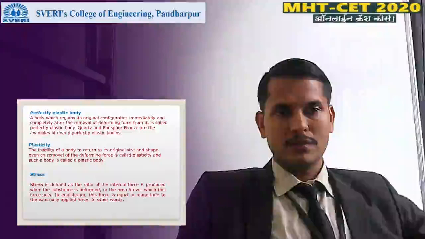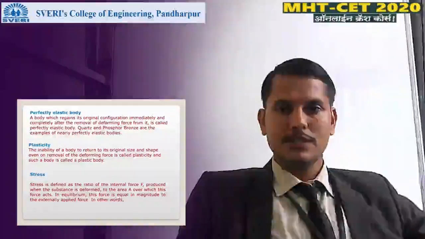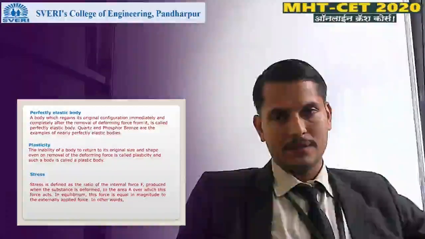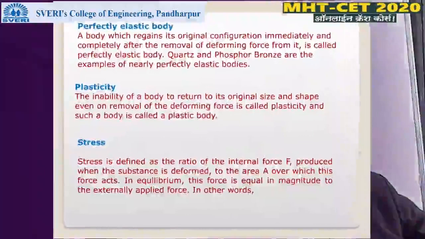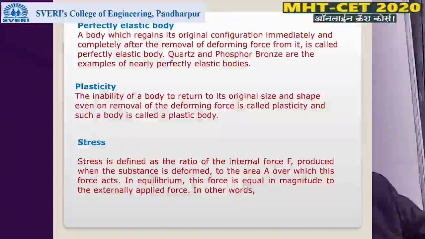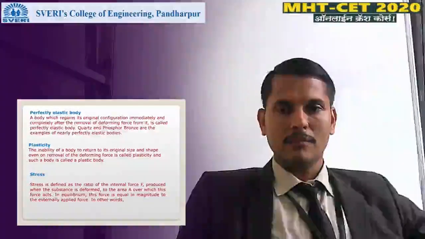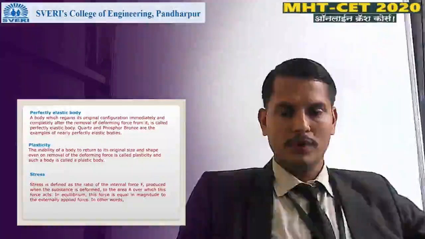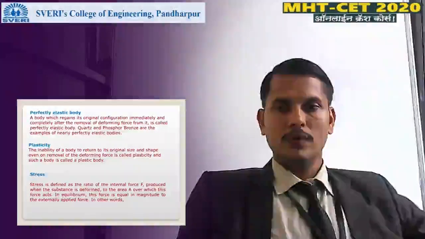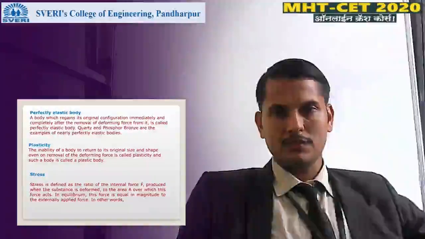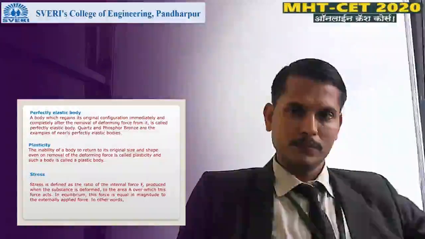Naturally, if we check, there is no such elastic body which is perfectly elastic. Here what we are adding, that quartz, phosphor, bronze are the example of nearly perfectly elastic bodies. It means that in nature there is no perfect elastic body, but as good as if we go close to perfection, we are taking names of these materials, which is quartz, phosphor and bronze.